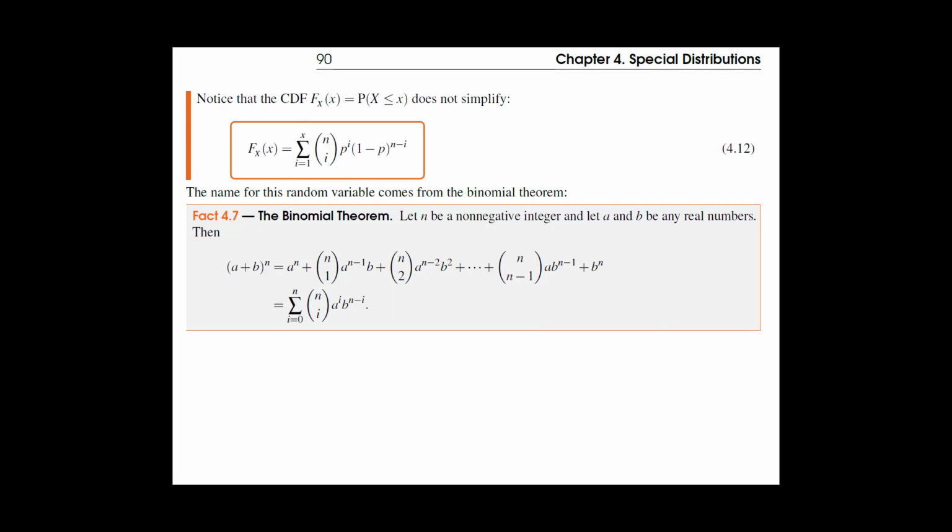And this is the CDF. Now, the CDF, kind of like the normal distribution, does not simplify. This is it, the summation of the PMF, basically, from 0 to x.